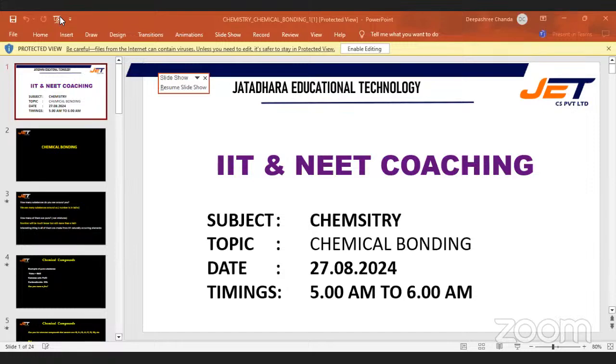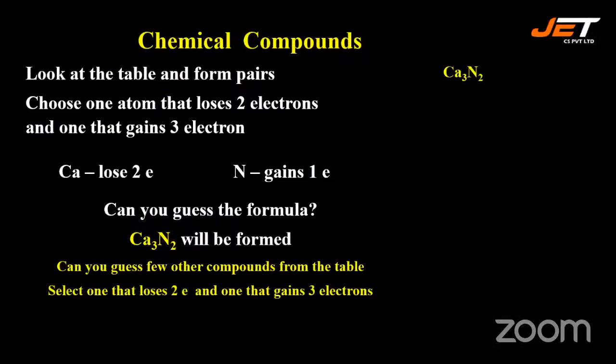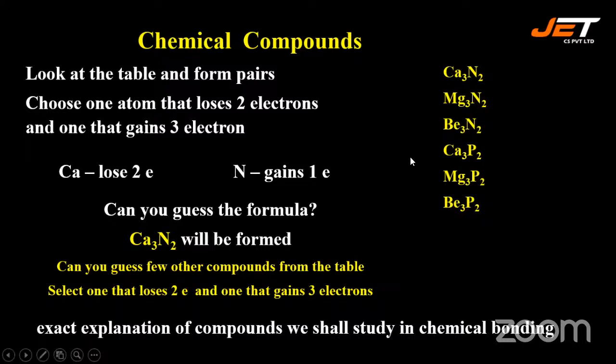Anyone? Any other compound name? NH3, ma'am. Yes, that can be a very good example. Okay, so Ca3N2, Mg3N2, Be3N2, Ca3P2, Mg3P2, Be3P2. These beryllium compounds you will be learning again in P block.